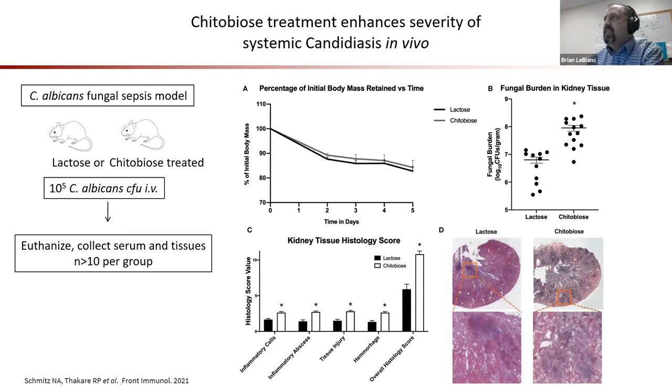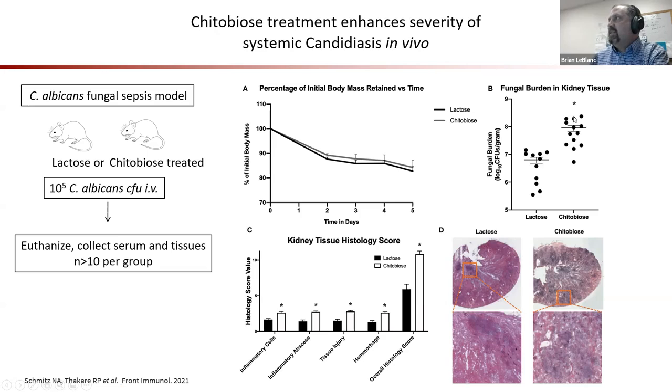So if chitobiose is actually the reason that the neutrophil is not as efficient, then adding chitobiose into the animal during a fungal infection would significantly decrease its effectiveness. And so that's what I did. I treated the animal with either chitobiose or lactose as my sugar control and injected Candida for a systemic infection. And as you can see, they lost weight just like the wild type.